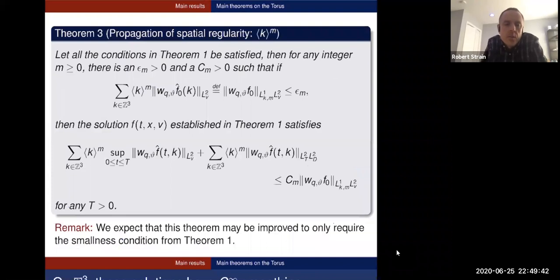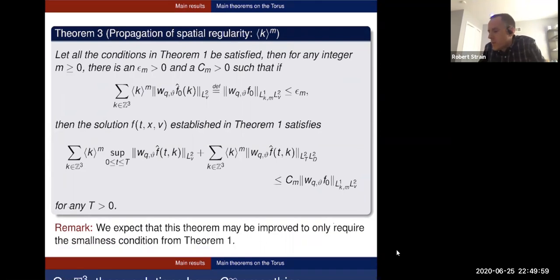Okay, so you also have propagation of spatial regularity. Let me not say too much about this, but if you start with spatial regularity, then you can propagate the spatial regularity for solutions.